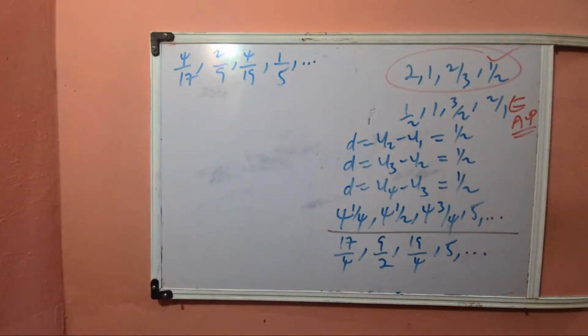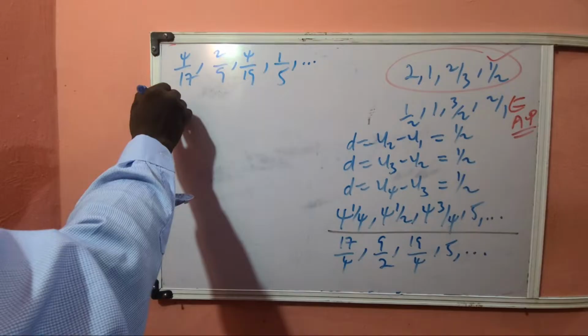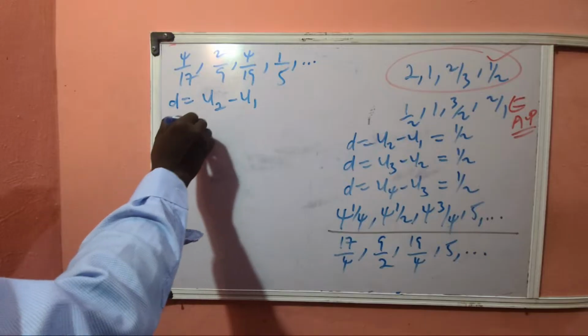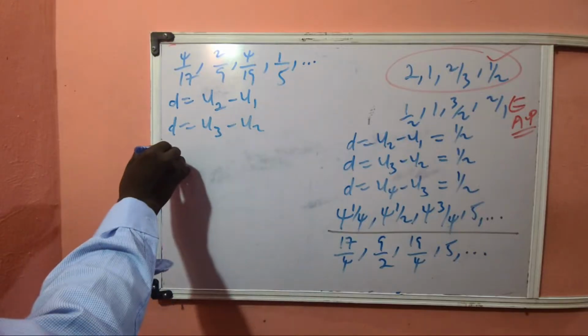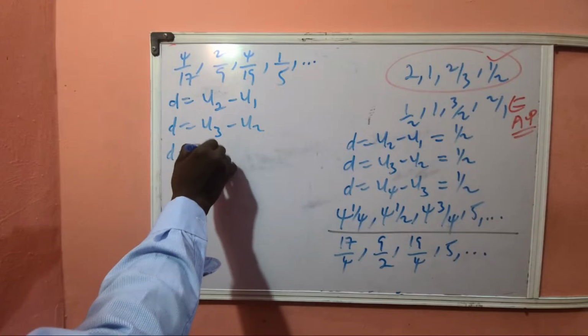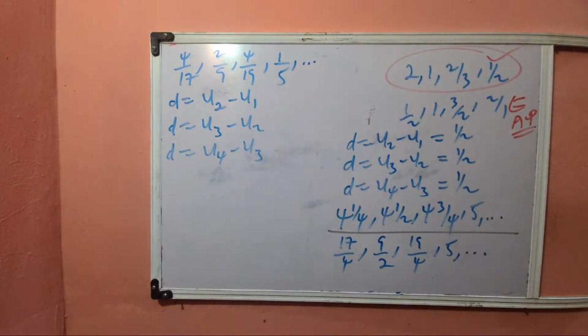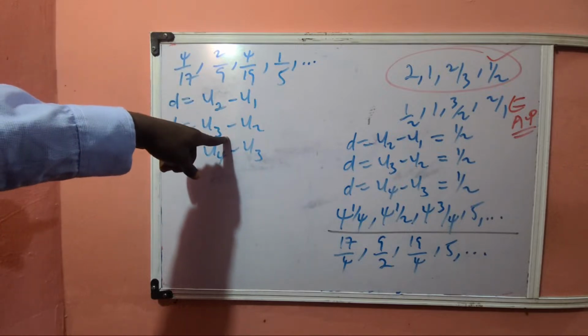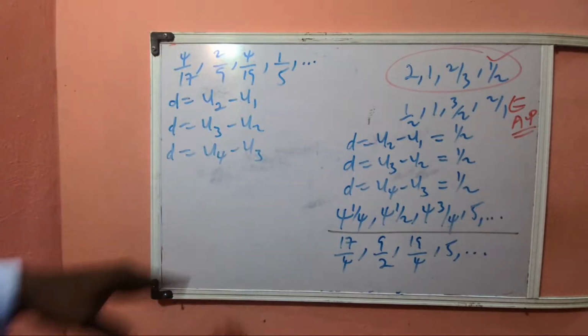So I want to find out if this is an AP now, because these are the reciprocals of the sequence we had before. So is this an AP? If it's an AP, there's something that must happen. The differences must be common. So my difference should be equal to the second term minus the first term. My difference should be equal to the third term minus the second term. My difference should also be equal to the fourth term minus the third term. If any of these rules is breached, it's not an AP. That means if these two work and this doesn't work, it's not an AP. The three must have the same value.